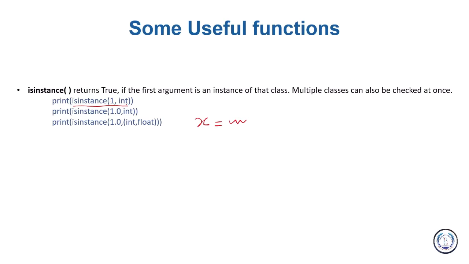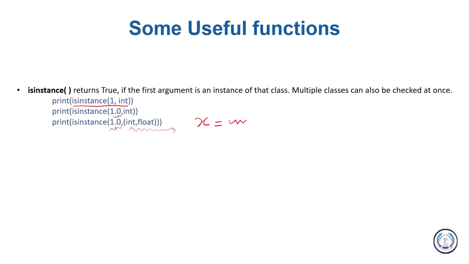Either way, this is a function available in Python, and it checks whether the given value has a particular type or not. So isinstance(1, int) returns true. Is isinstance(1.0, int)? That returns false, because this is a floating point number. And you can check whether a particular value belongs to one of several types or not. You can give several types in a tuple, and check whether it belongs to them or not.